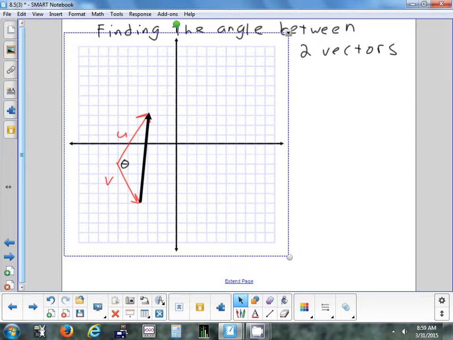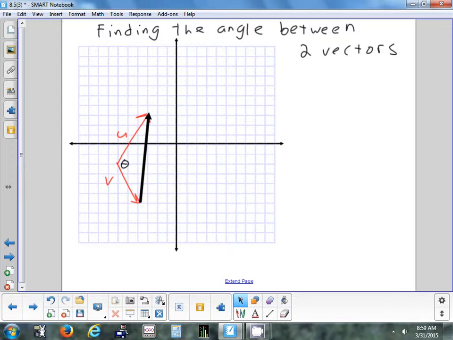Does anybody see what that vector in black would be? It's a combination of u and v somehow. Yeah? Well, could we use the Law of Cosines? Well, first thing is I just want to represent the vector in black.